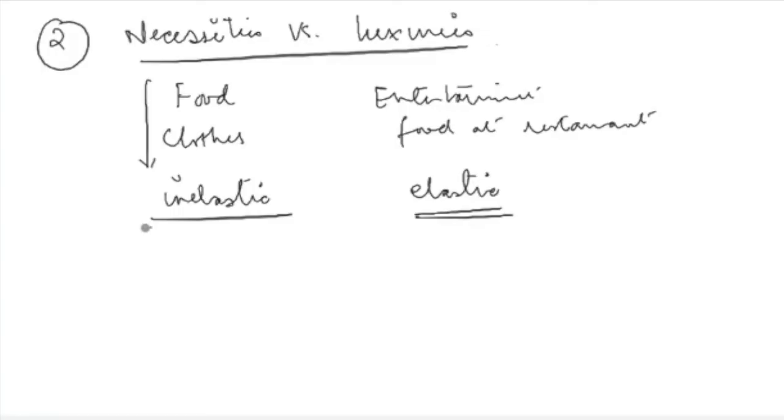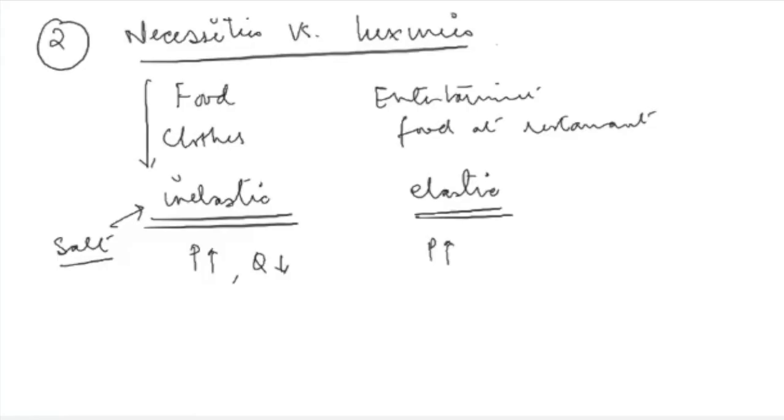And again, the logic is quite obvious. Whenever price changes for a commodity which is a necessity, you would not notice a significant drop in quantity. Suppose you consume salt in your food, and even if the price of salt increases, you will not be able to decrease its consumption very much because that is a necessity, and that is why the demand curve for necessary goods is inelastic.